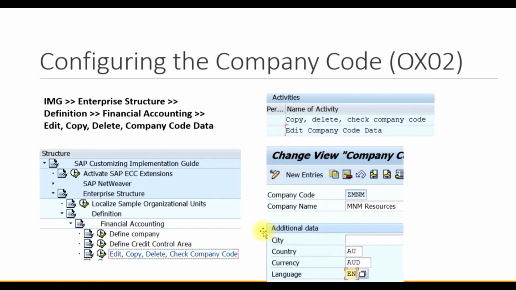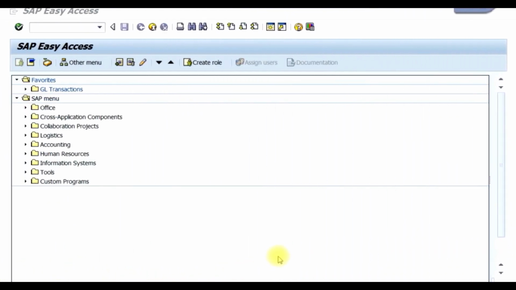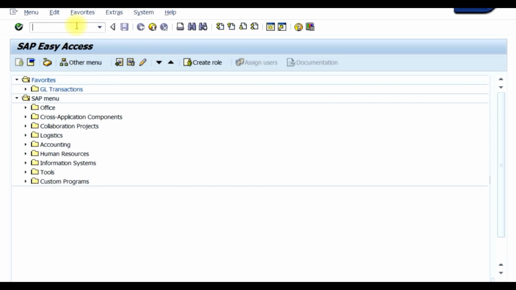Now let's look at configuring a company code in SAP. I have given these screenshots so you have some idea, and this is the menu path of configuring the company code. Let's look at configuring a company code. So we need to go to the configuration menu. So I'll type in SPRO to go to the configuration menu.